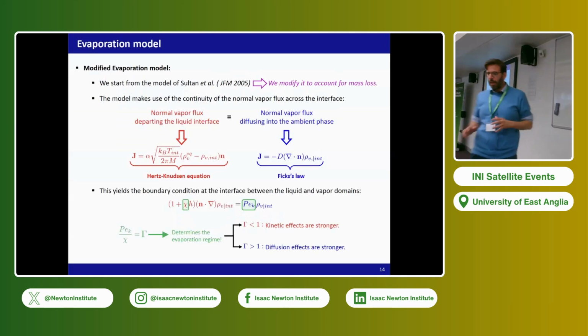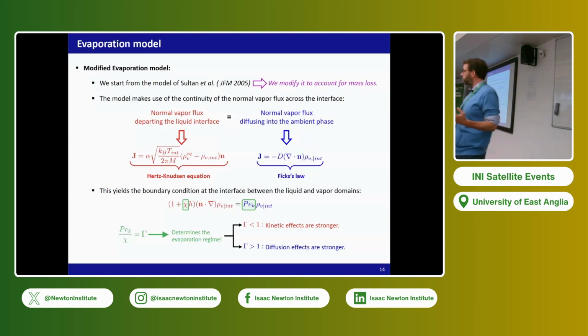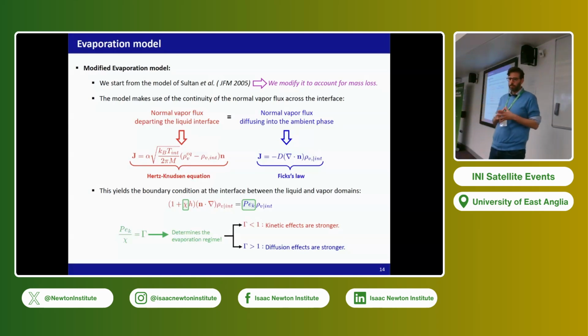So in particular now, let's start from the model of Sultan et al. 2005, but we modify it to also account for mass loss, which they somehow neglected. So in this model, we say that the normal vapor flux across the interface should be continuous. The normal vapor flux departing the interface, regulated by the Hertz-Knudsen equation, should be equal to the normal vapor flux that is diffusing into the ambient phase. Okay, and this is regulated by Fick's law.